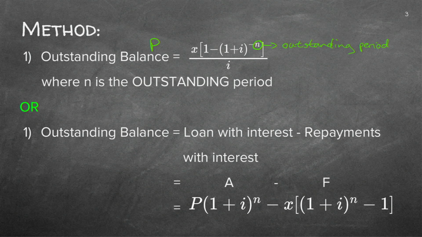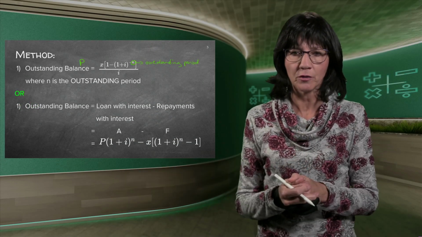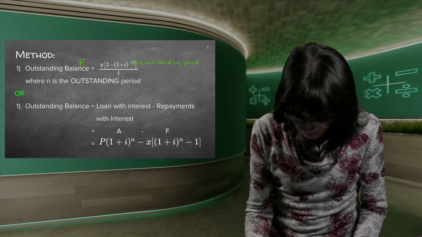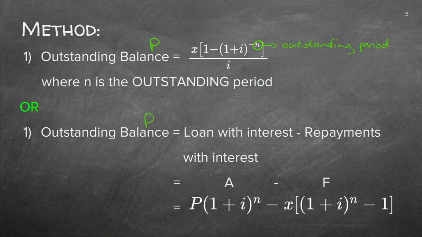You use the normal P formula, but your N is not where you are at, it's what is left over of your loan. So it's actually very easy. If you want to use the other method, you work out your loan with its interest at that stage, minus the payments you made with their interest at that stage, and then you will know what you still owe to the bank. The A formula is just P(1+i)^n. The F formula is the normal F formula, but now you need to do two formulas and subtract them from one another, and it gives you the same answer as method one. That's why I prefer method one.